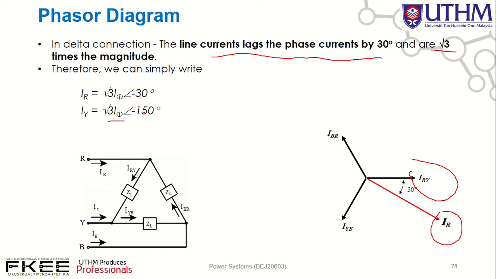The difference actually is the angle: minus 30 minus 120, you will get minus 150 degrees, and this is your phasor diagram. Then IB has the same magnitude but a different angle by minus 240 degrees. So minus 30 minus 240, you will get minus 270 degrees, which equals positive 90 degrees. This is your IB.